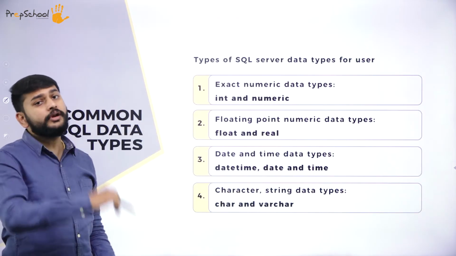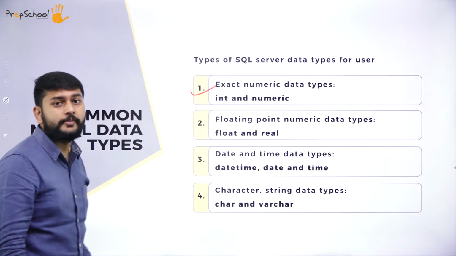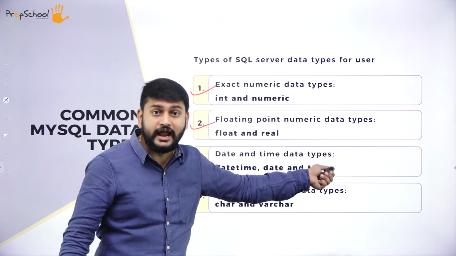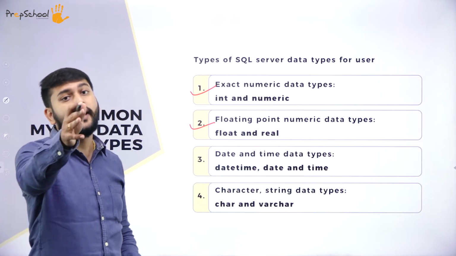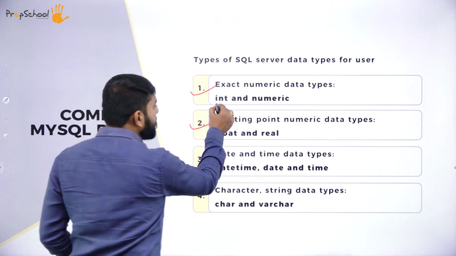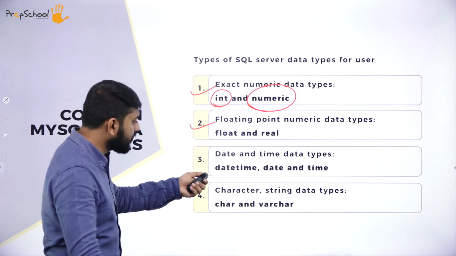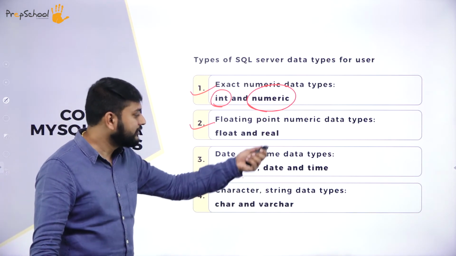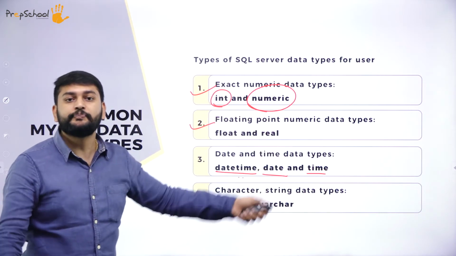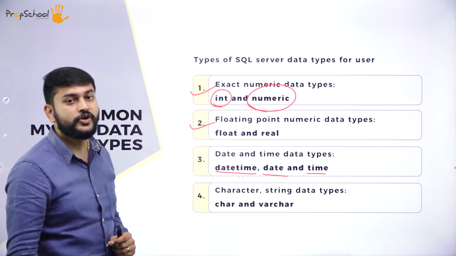So what are the common data types that I have? Please understand, I have integer and numeric data types. I have float and real. I have date and time, which are different data types that you have to remember. Each data type will have different formats. I don't have to speak much about integer, numeric, float and real. But please remember, date and time are different data types, and each data type will have a different format.